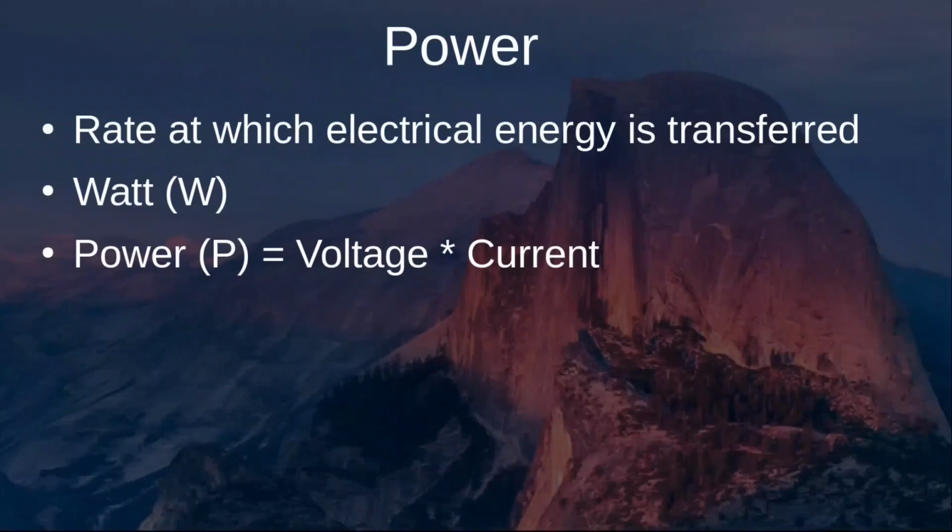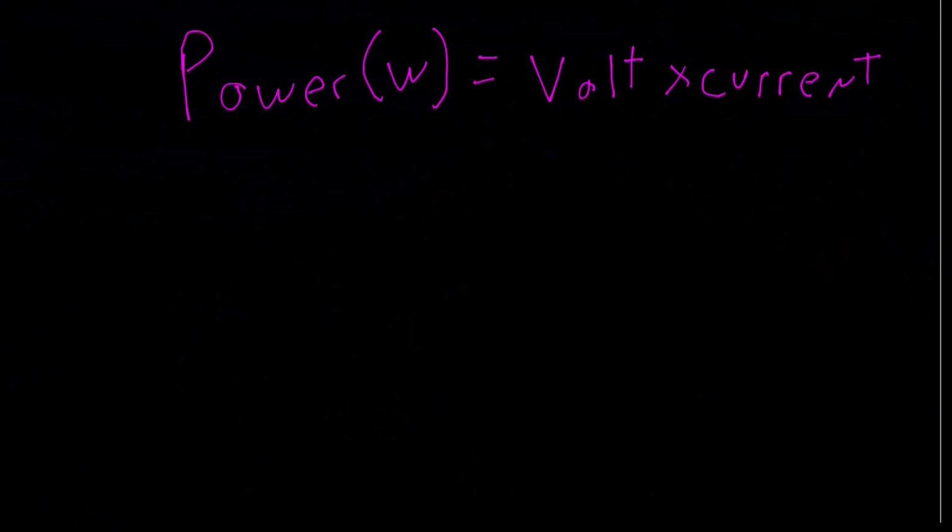So the final concept we're going to review in this presentation is that of power. Power is not energy. It is the rate at which electrical energy is transferred. Some people get confused with this concept and they think power is energy. It is the rate at which energy is transferred. And it is expressed in a unit called the watt, which can be written with a capital W. So power equals voltage multiplied by current. So again, power in watts is equivalent to the voltage multiplied by the current.